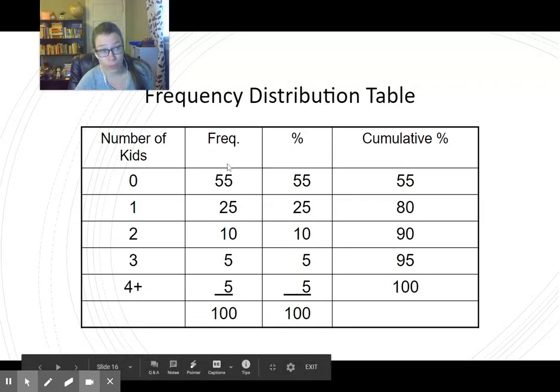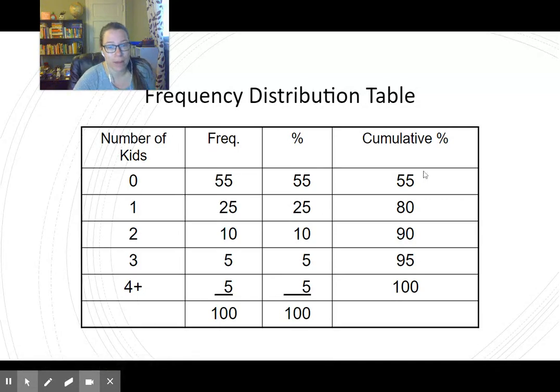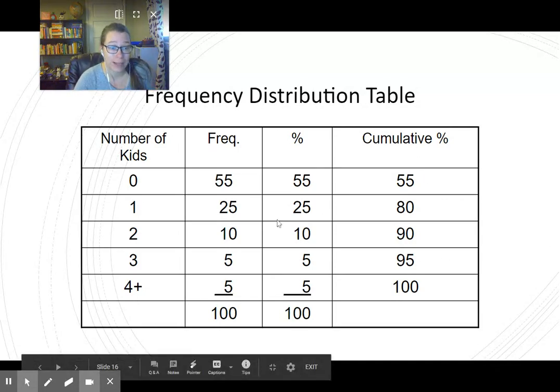So that is the cumulative percent for frequency distribution tables. Pretty straightforward, right? But it helps us break down and visualize this data in a way that really helps us understand the relationship between the different values of the variable.